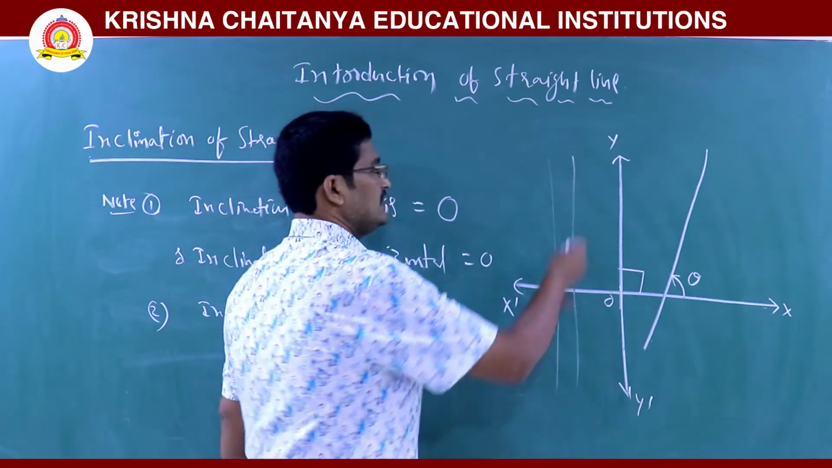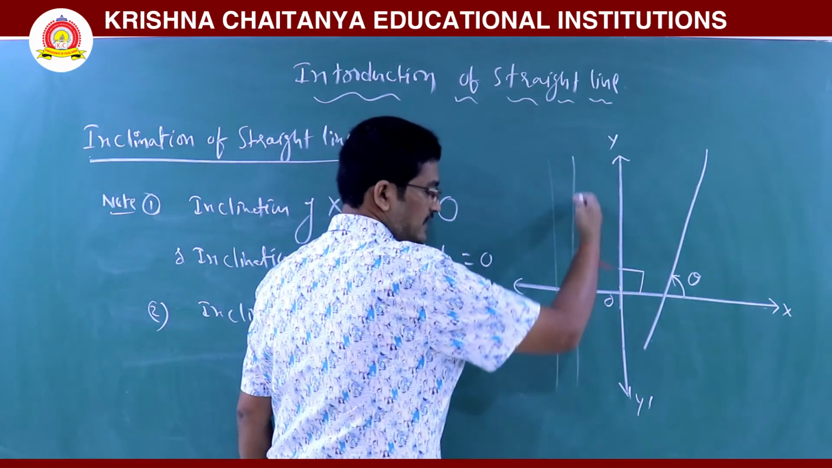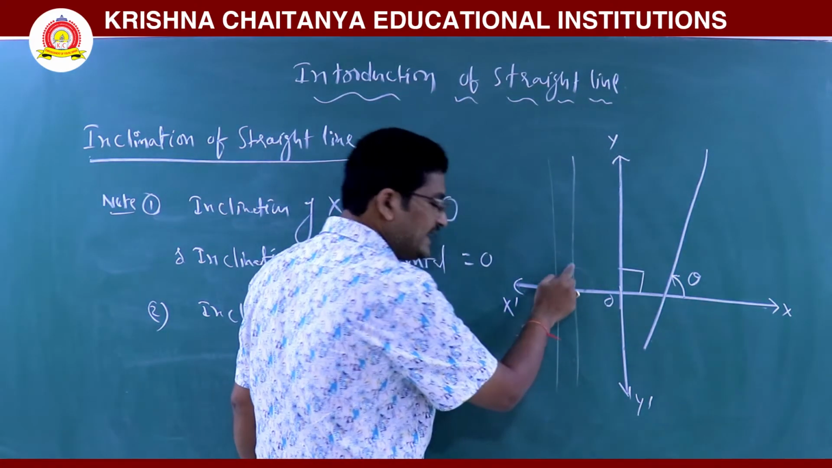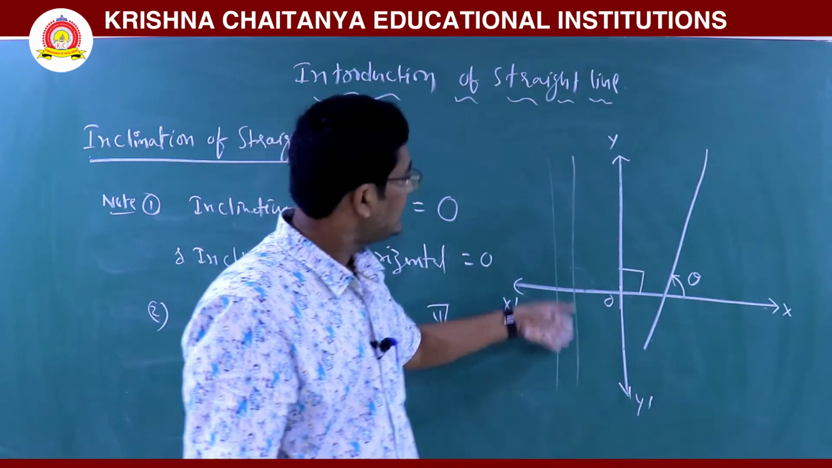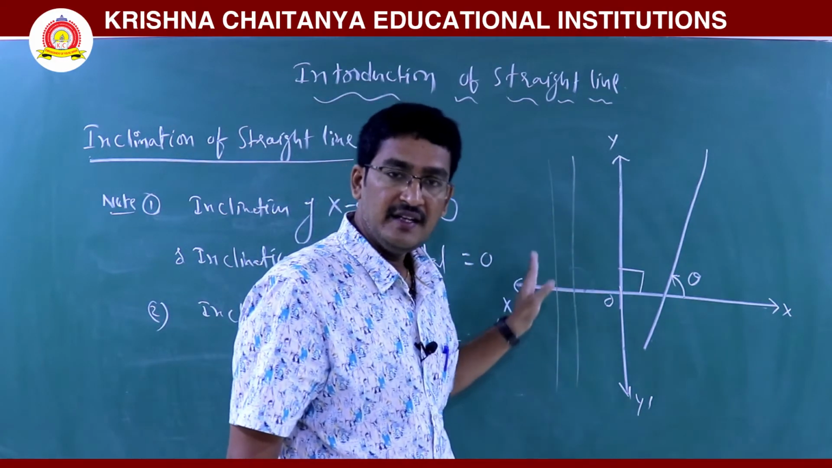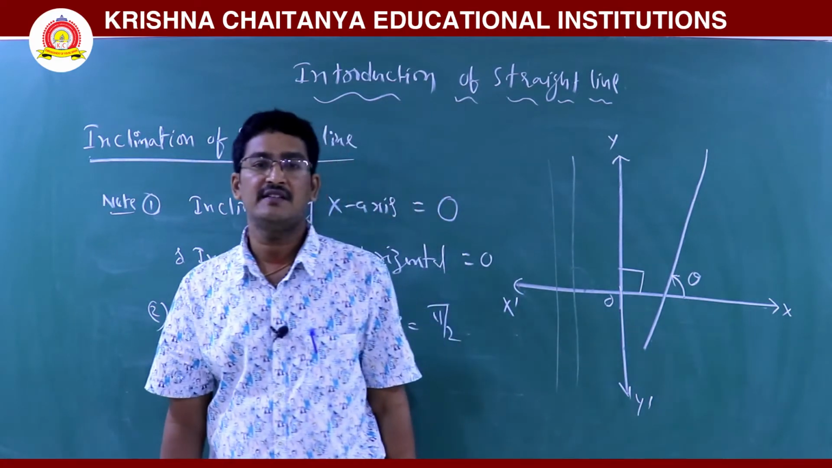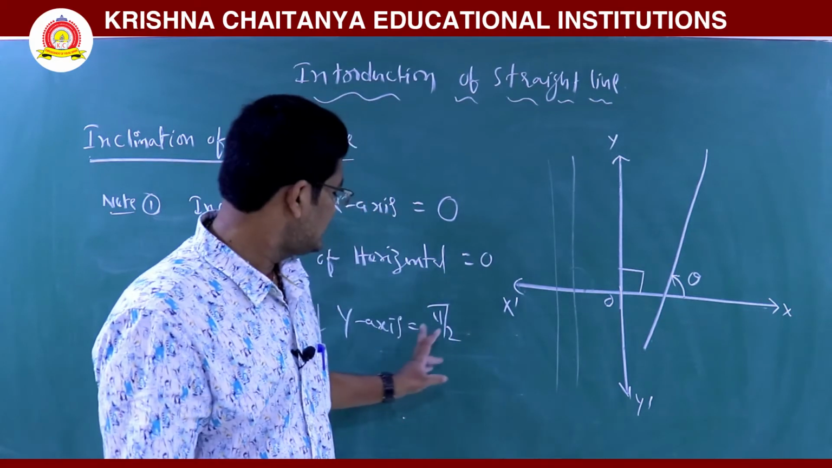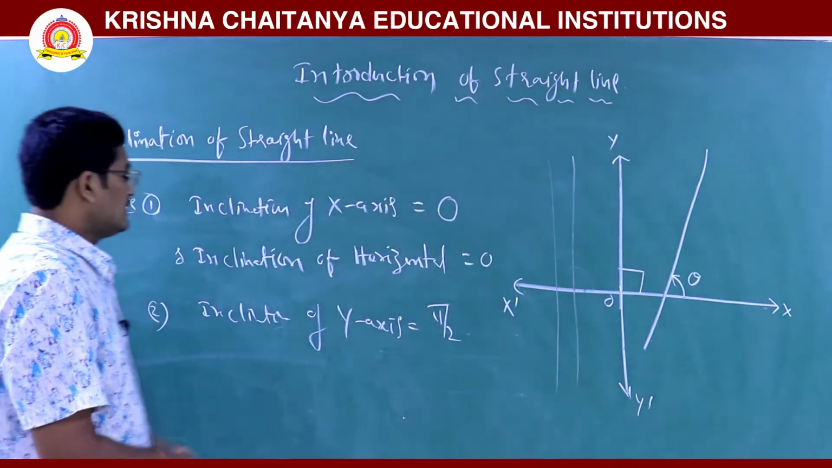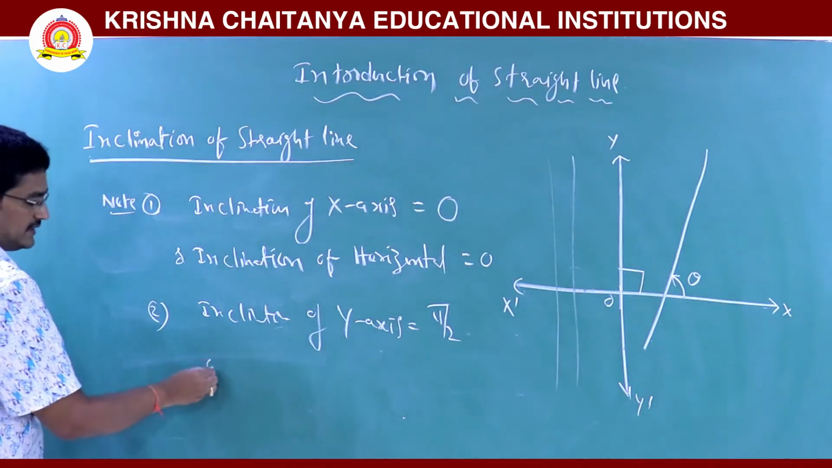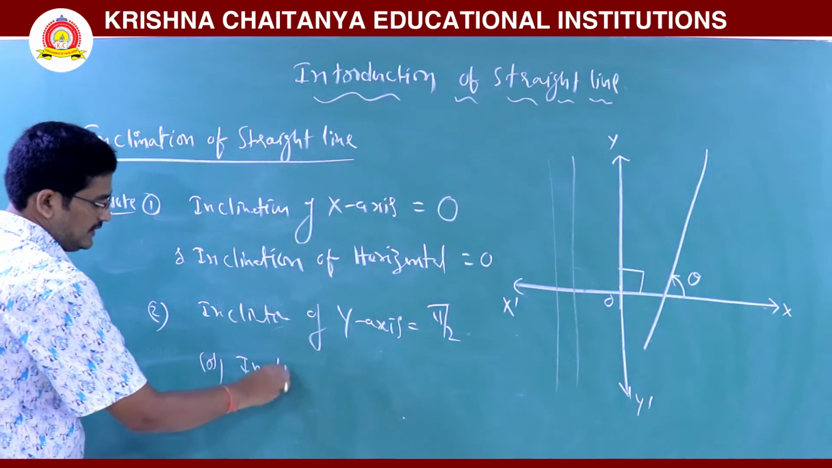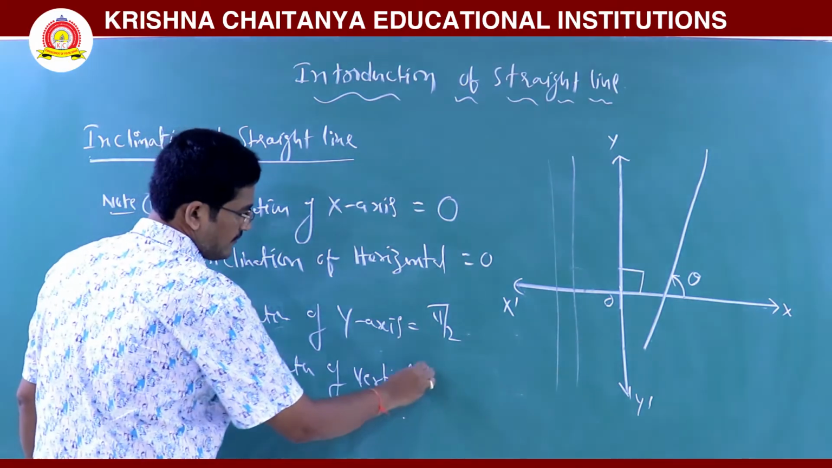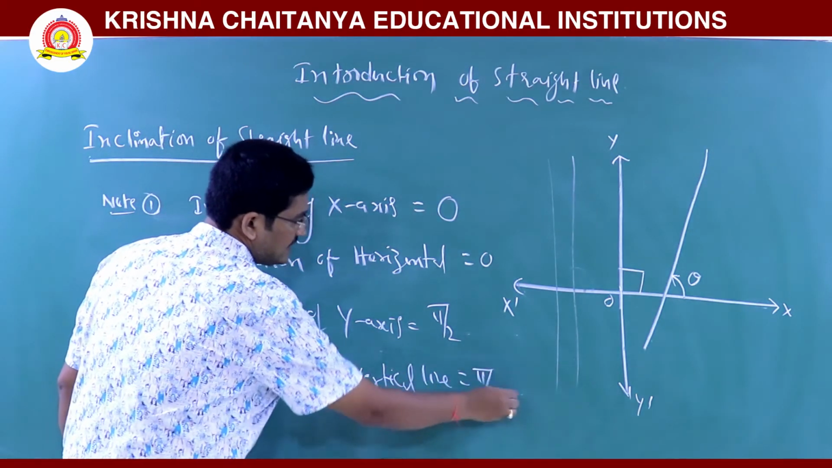Then what is the meaning? This line makes an angle 90 with the positive direction of x-axis in the anti-clockwise direction. So any vertical line you take makes an angle 90 with the positive direction of x-axis in the anti-clockwise direction. So the inclination of any vertical line is 90. Y-axis inclination is 90. In the same way, inclination of vertical line is also 90.